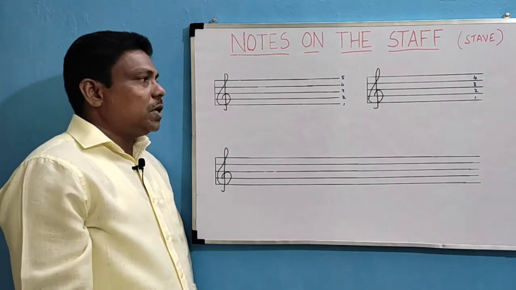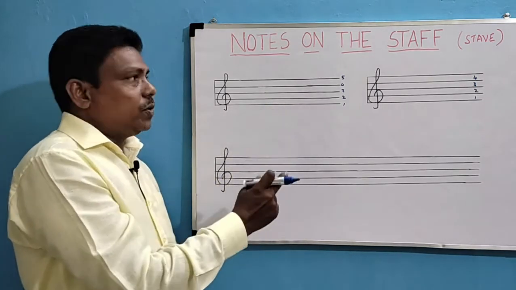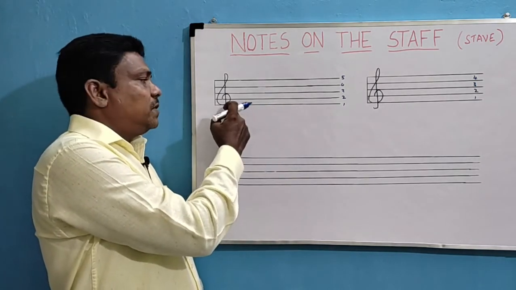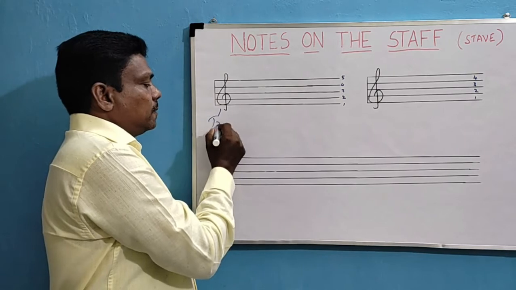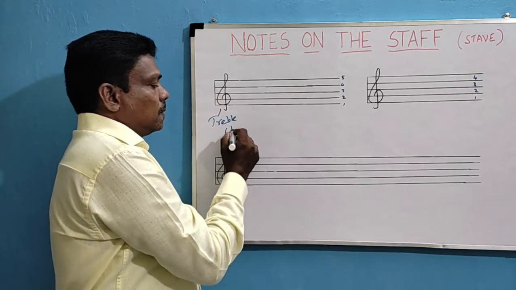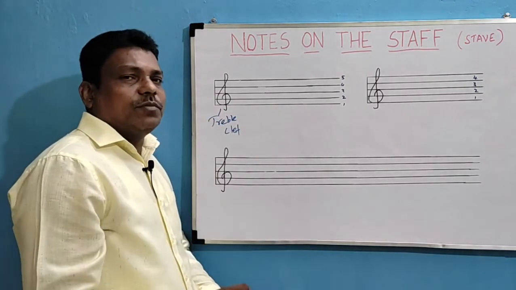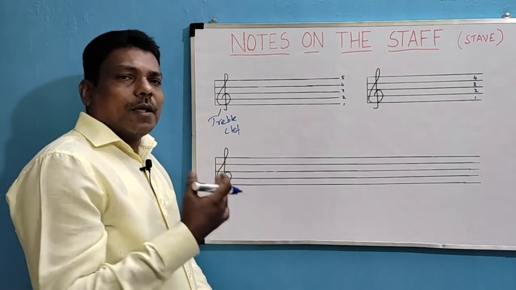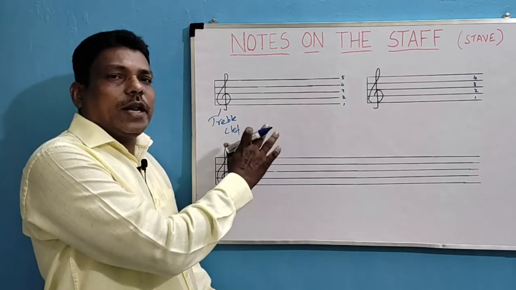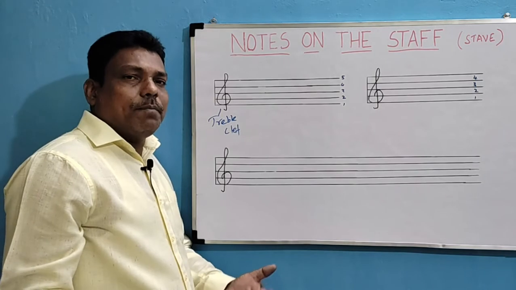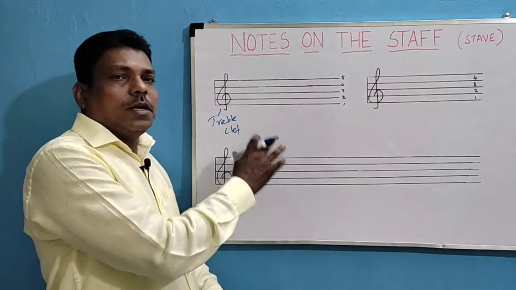First, let's see which notes can be written on the lines. Before writing, you can see a symbol called the treble clef. This can also be called the G clef, treble clef or G clef. There are different types of clefs: bass clef, alto clef, tenor clef. But for learning guitar, it is enough if you know only about treble clef. If you are going to play bass guitar, it is good to know about bass clef. Now let's see only about treble clef.